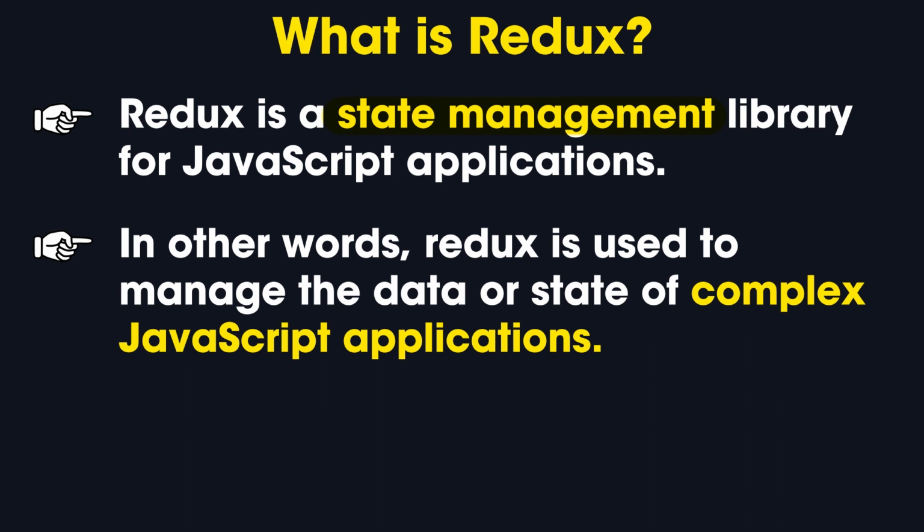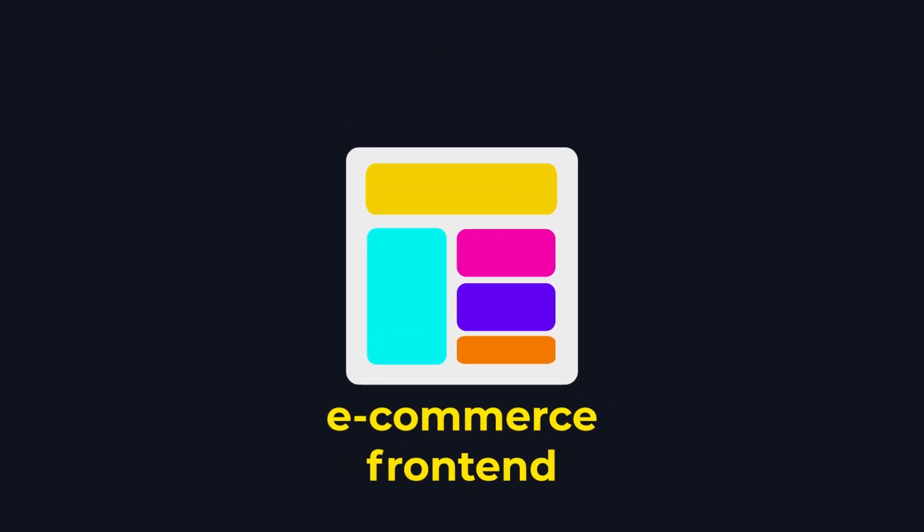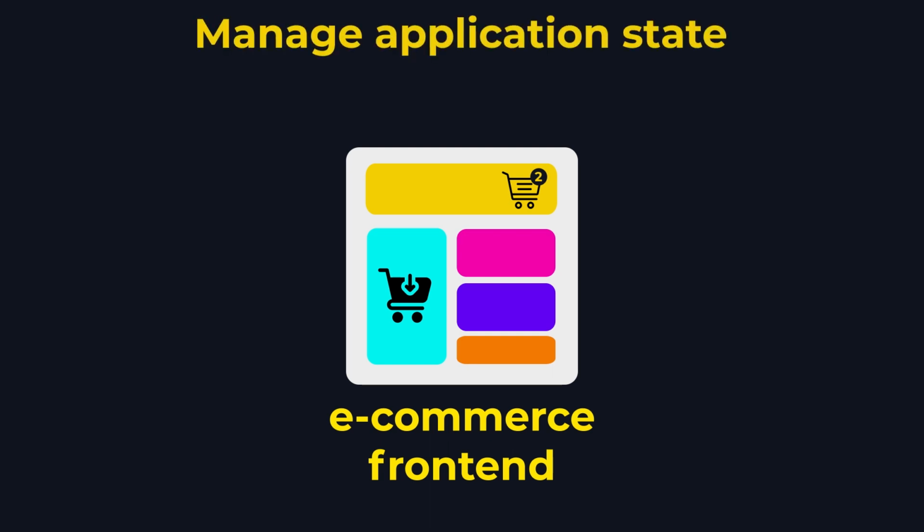Let me explain it with an example. Here we created an e-commerce application with a complex user interface. In this part, users will add items into their shopping carts. When a user adds items, we have to show the number of items in the shopping cart at the header, or we can show more details on another part of the page. In this situation, we have to sync, or we can say manage, our application state. So our application works great.